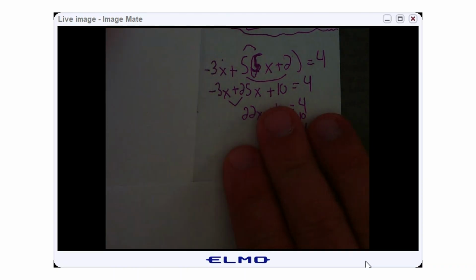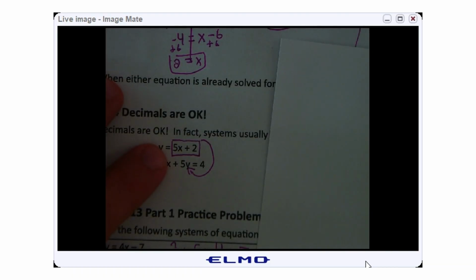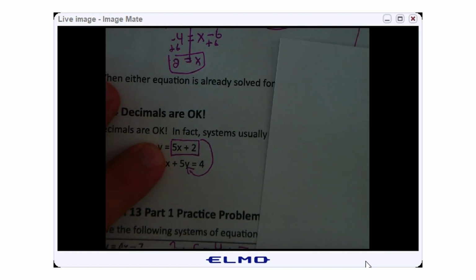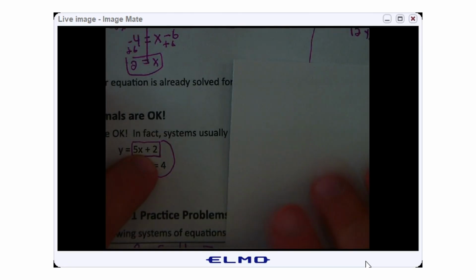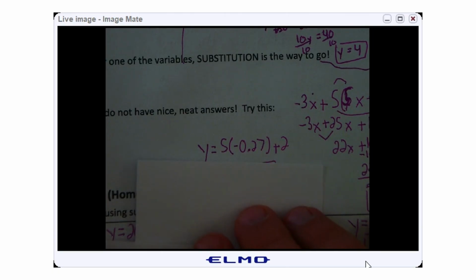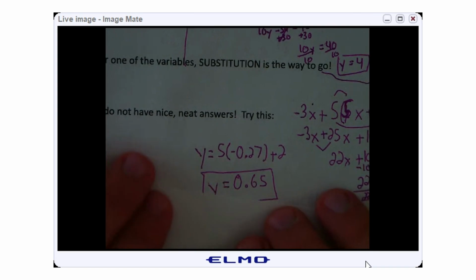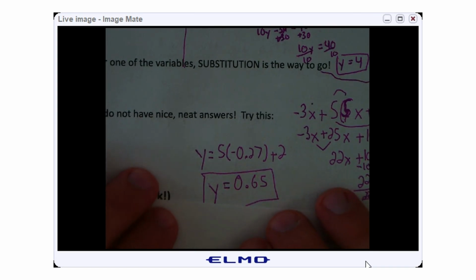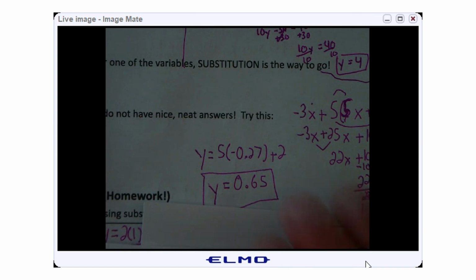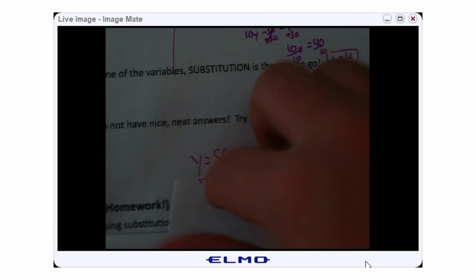What I could do is go back over to my equation, this one over here, and if I know that x is negative 0.27, I can replace this x right here with that value. When I do that, I would get y equals 5 times negative 0.27 plus 2. And what that would get me is y equals 0.65. Okay, I'm going to cover up the first part here because we're going to move on to the next.